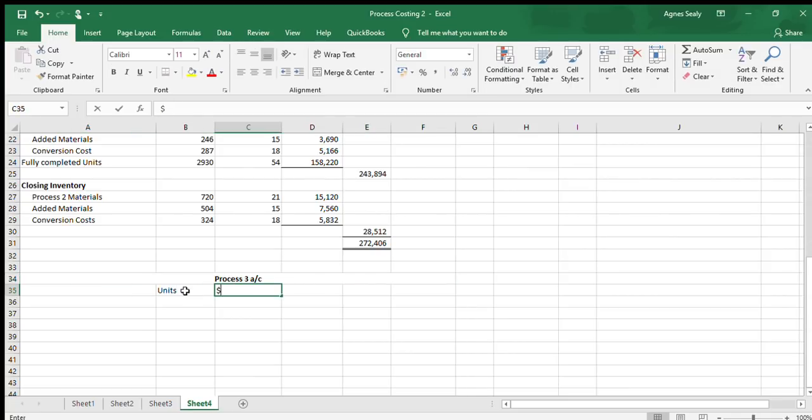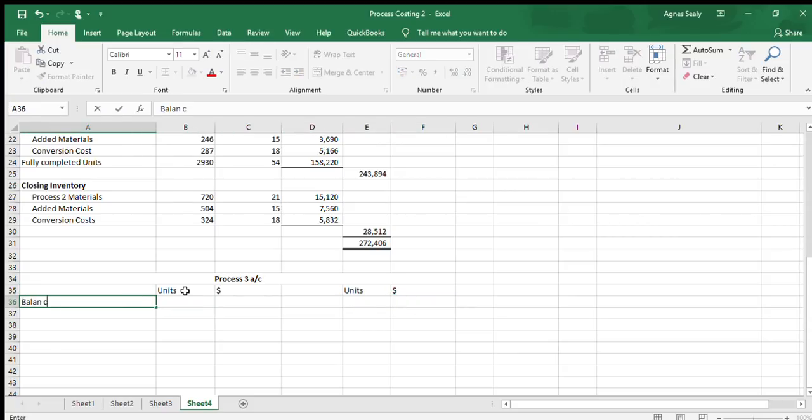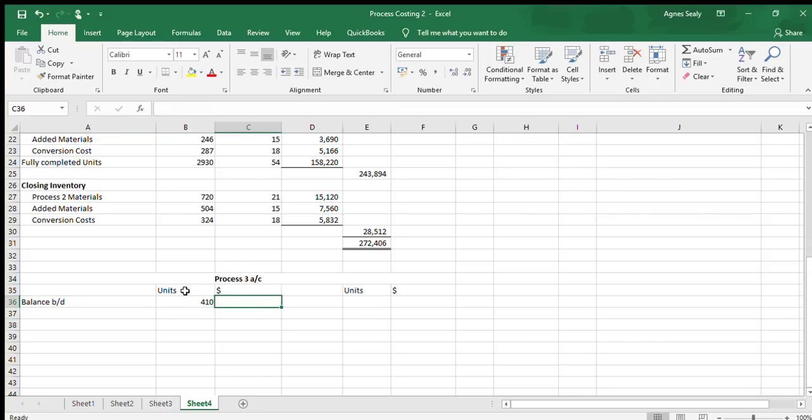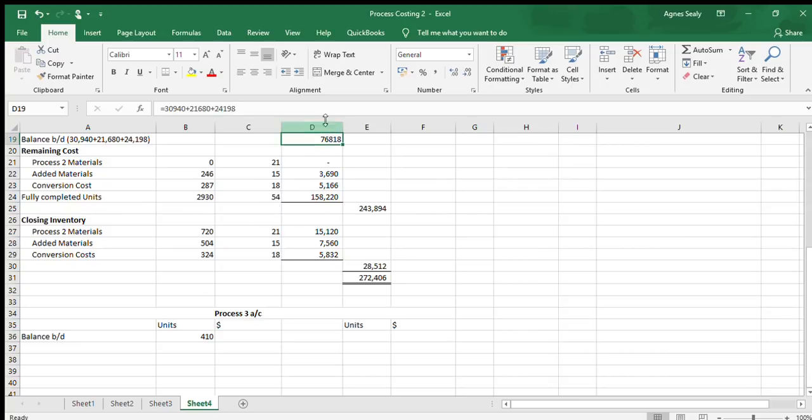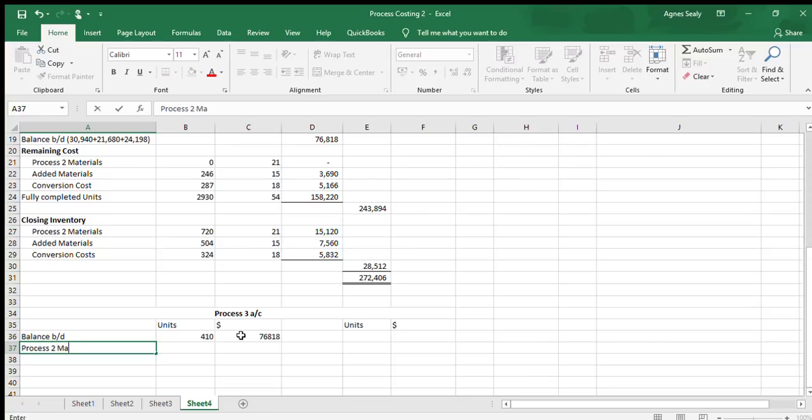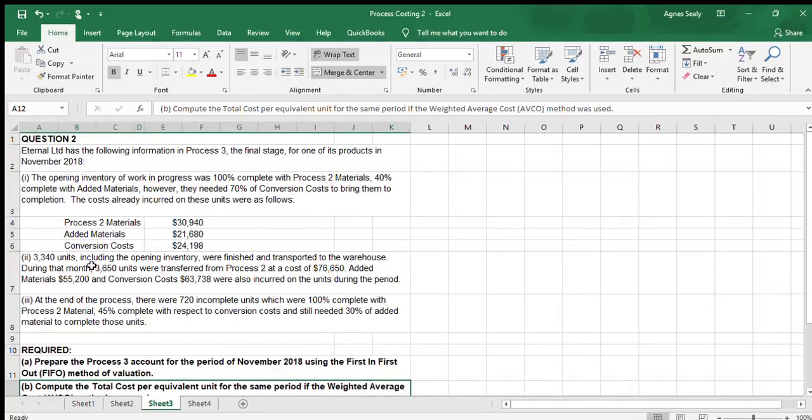units, so we have our balance brought down of 410 units, and the cost of those 410 units is $76,818. Then we have the process 2 materials that we input $36.50, and the cost of those back here, process 2 materials $76,650.